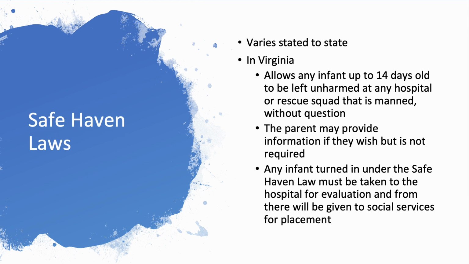Another thing to talk about is safe haven laws. So these vary from state to state, but in Virginia, it allows a parent to give up an infant who is 14 days old, unharmed at any hospital or rescue squad, without question. The parents may provide information if they wish to, but they do not have to. Any infant turned in under the safe haven law must be taken to the hospital for evaluation, and then there will be placement given to social services.